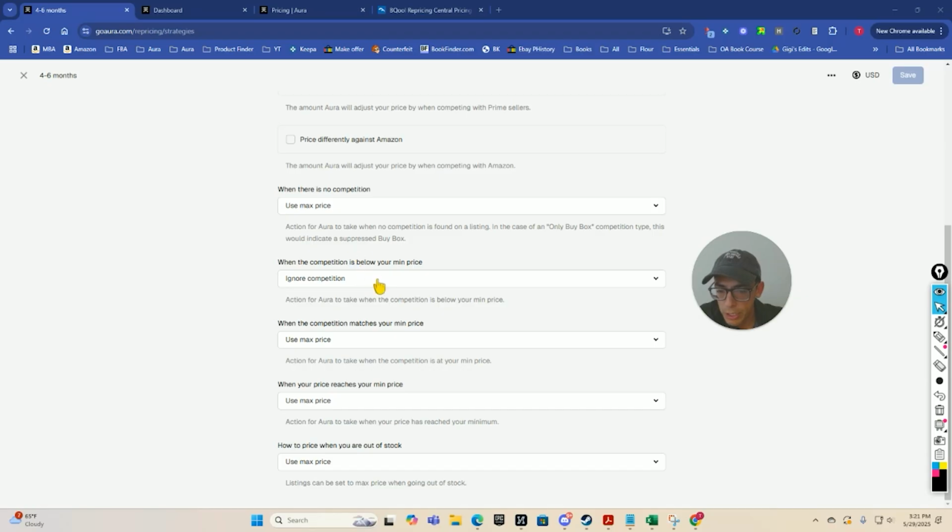So that's all that means is, again, this book is 4, 5, or 6 months old. Still really not a book that's that old. So I'm willing to sit at the max price even 4, 5, 6 months after I've got the book at Amazon. Now, when the competition is below your min price, at this point, we're just going to ignore the competition. The reason for that is because if we decide to go to the minimum price, we would just be very, very aggressive on selling the book so quickly, in my opinion.